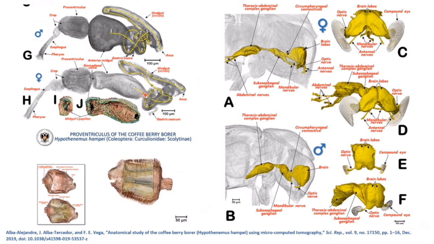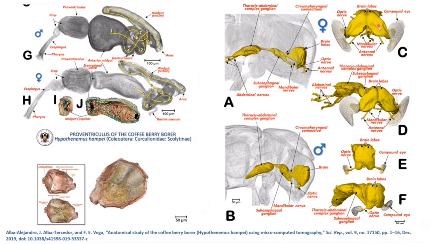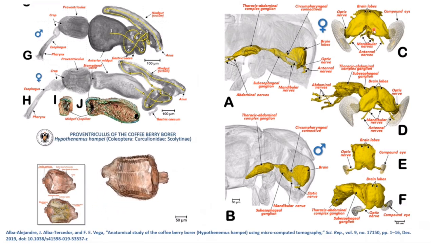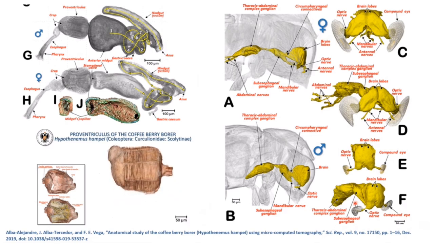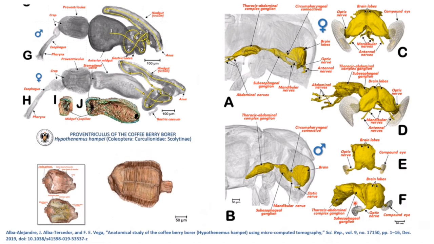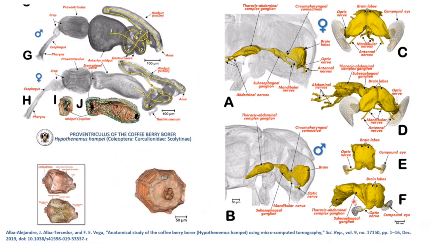Another interesting thing is that the female has a bigger and more complex brain in comparison with the male. The female has a bigger, larger brain. Look at the brain of the male. Even the eyes, this was known, are reduced in the male, because the male doesn't need to solve problems. They stay inside the coffee berries and copulate with their own sister. So they are very incestuous.